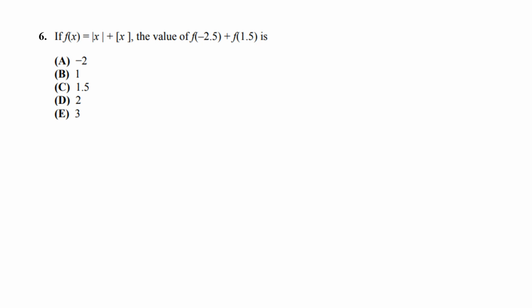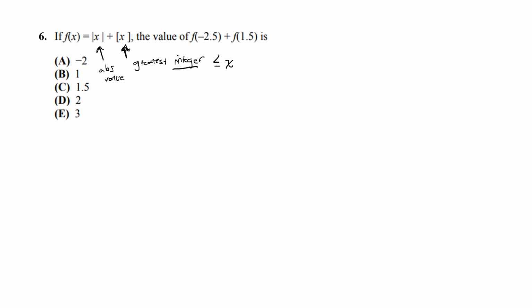In this next question, we're being asked: if f of x is equal to the absolute value of x plus this bracket notation of x, we'll talk about that in a second, the value of f of -2.5 plus f of 1.5 is what? We really just have to know what these two mean. This is absolute value. You make whatever value is in it positive if it's negative, and if it's already positive, you keep it as that same number. This here finds the greatest integer, so no decimals, the greatest integer that is less than or equal to x.